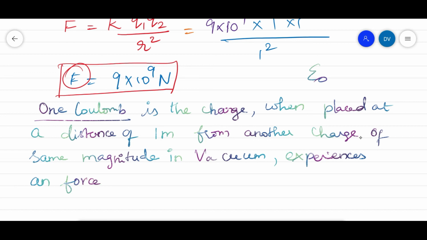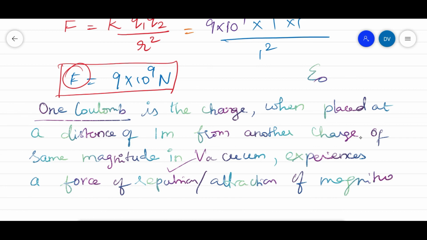So it experiences a force of repulsion or attraction. Here we are considering both as positive, so we will be considering repulsion only. I am writing and showing you both, of magnitude 9 into 10 to the power of 9 Newton. That is what we derived here.